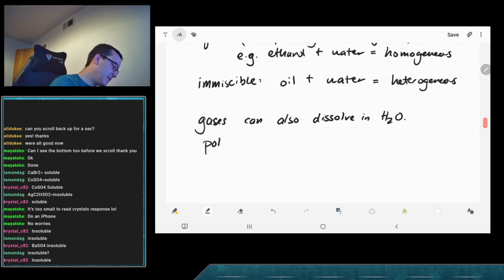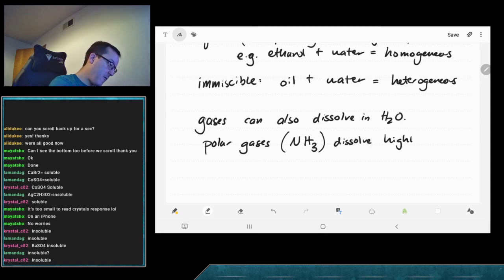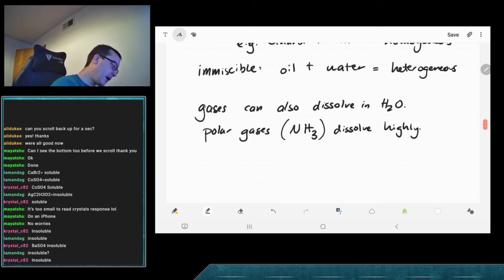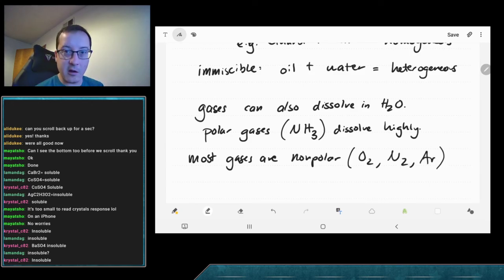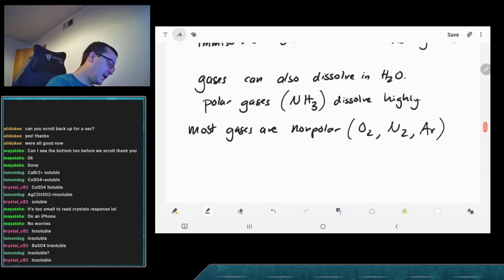Polar gases, like ammonia, for example, dissolve pretty well. However, most gases are nonpolar. For example, oxygen, nitrogen, argon, air in general, and they don't dissolve well.